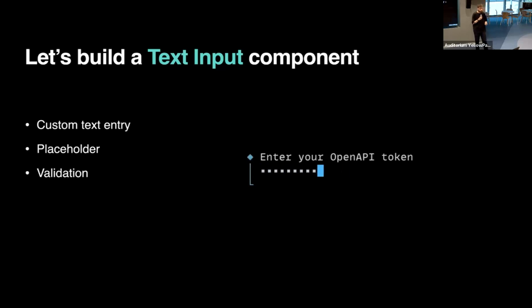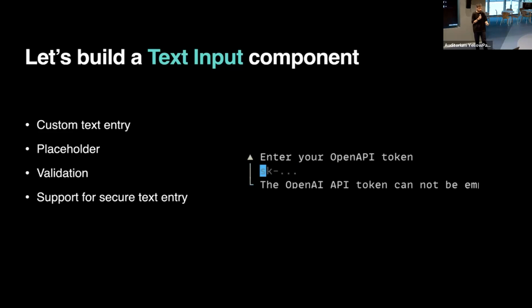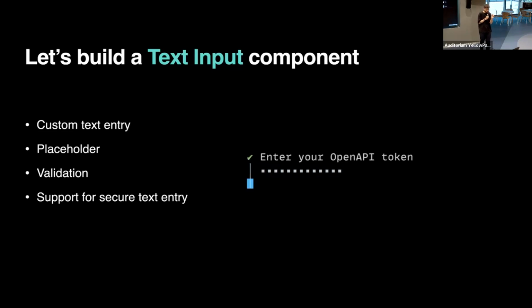Another thing I wanted to do is validation. So whenever you hit enter, the string that you've entered is validated as well. If it's an empty string, it will print a small comment at the bottom saying "cannot be empty", and it will also change the state of the UI at the left-hand side. I also wanted to support secure text entry, so you see those little blocks redacting the input as well.